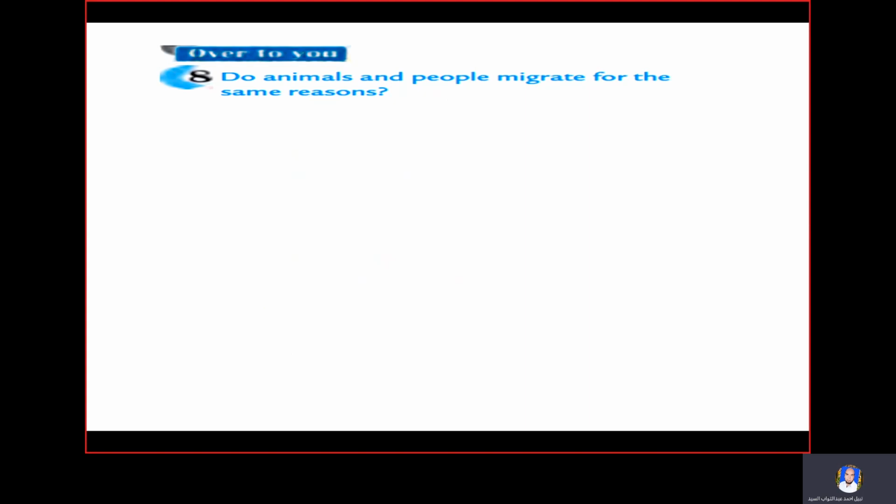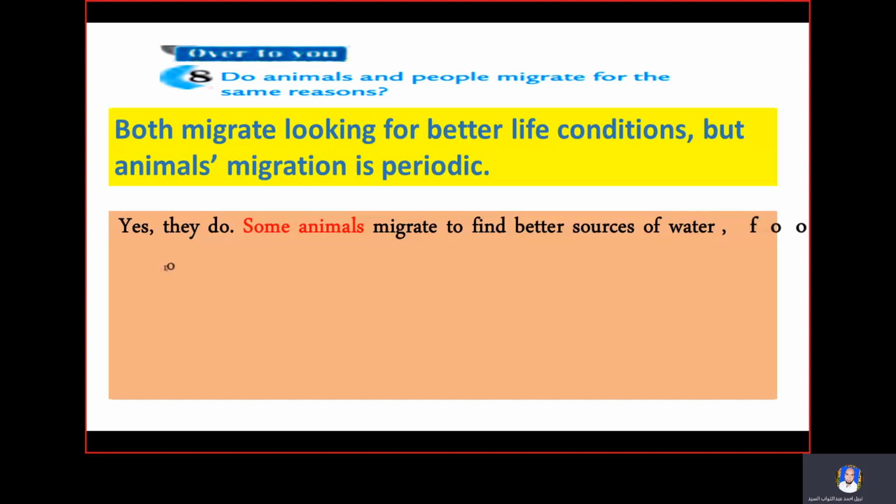Write a long answer. Do animals and people migrate for the same reasons? Yes or no, and just fair answer. Let's see. Both animals and people migrate looking for better life conditions, but animals' migration is periodic.